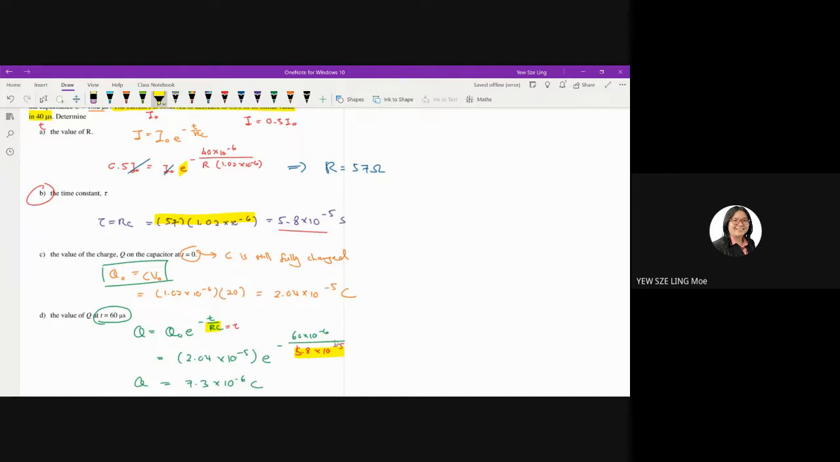Alright, I'm just showing you the shortcut so that you don't have to key in so many things in your calculator, so that you don't have to recalculate it again. Because basically you have done it in question B. Alright, so that is your example 6.